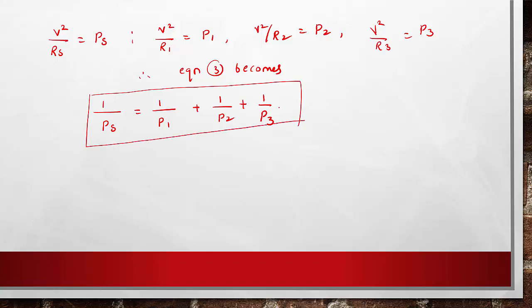Then what is the conclusion? What it indicates? The reciprocal of total electric power, that is 1 by Ps, consumed in series combination of the electrical appliances is equal to sum of reciprocals of powers of individual appliances. That gives power consumption in series combination. Is it clear? So this is all about power consumption in series as well as in parallel combination.